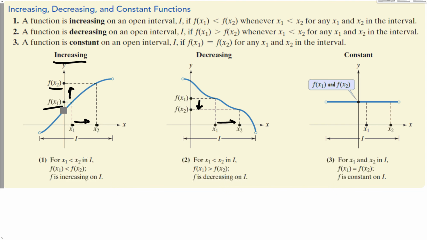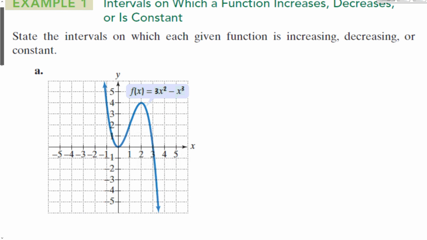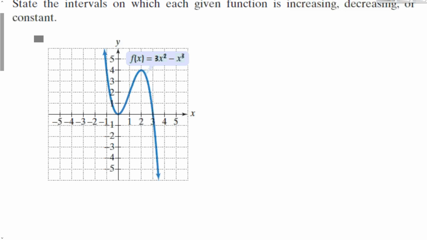And a function is constant on an open interval if f of x1 is equal to f of x2 for any x1 and x2 in the interval. So no matter what the input, your outputs are exactly the same. Okay? So let's state the intervals on this function where the function is increasing, decreasing, and is constant.